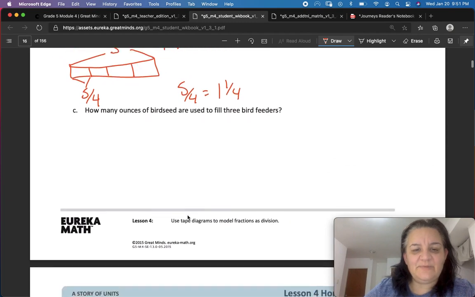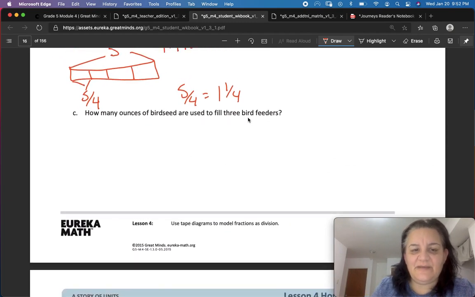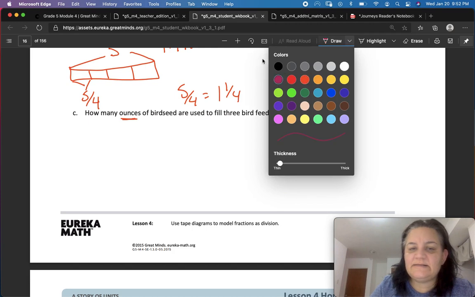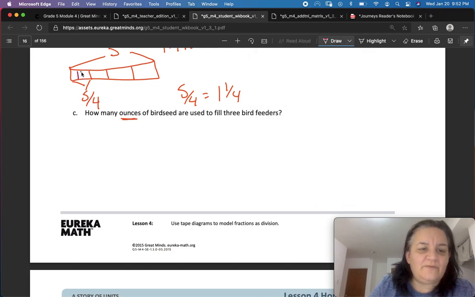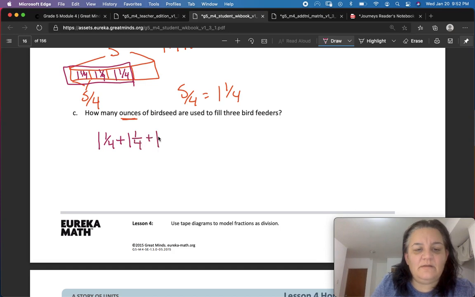Okay, how many ounces of birdseed are used to fill 3 bird feeders? Ounces, but the question's in pounds. Okay, well, they are trying to trick us. So if this is 1 1/4, and this is 1 1/4, and this is 1 1/4, and they're asking us just about 3 of them, we're going to have to do 1 1/4 plus 1 1/4 plus 1 1/4.